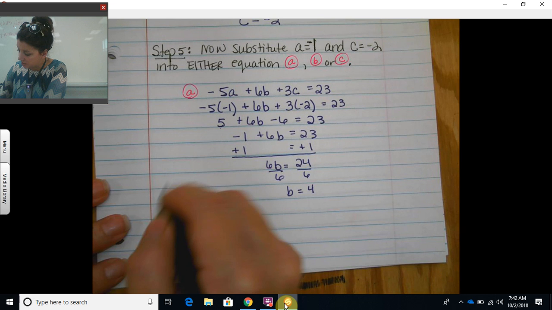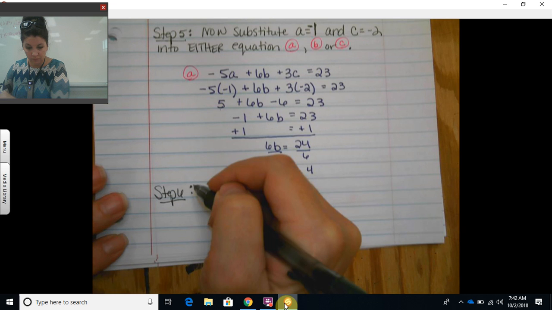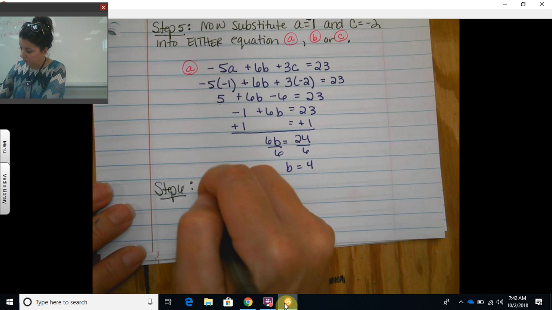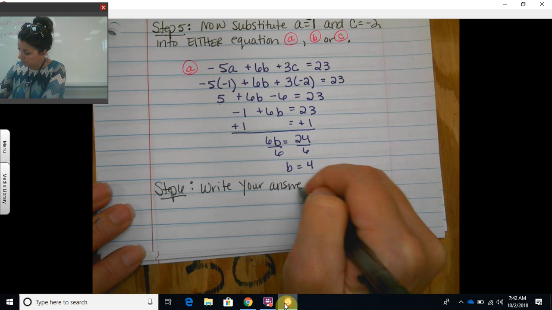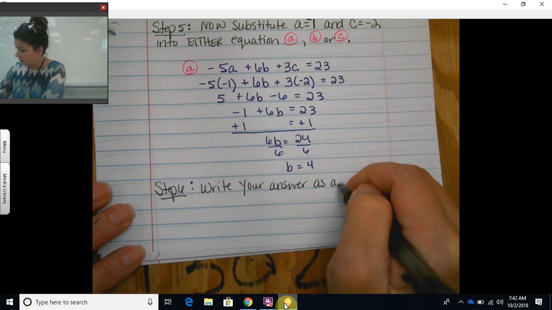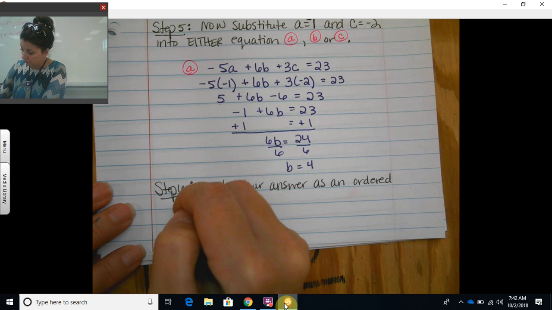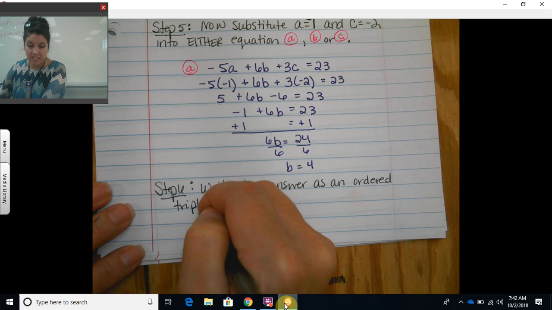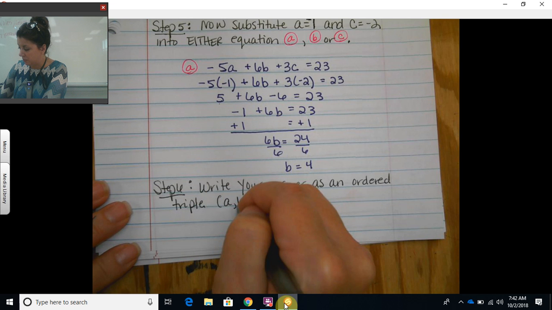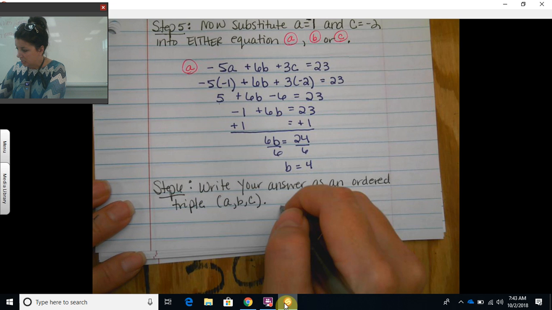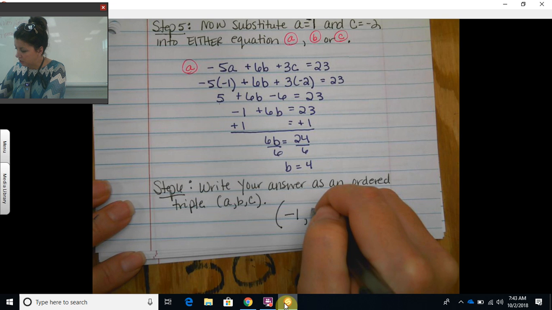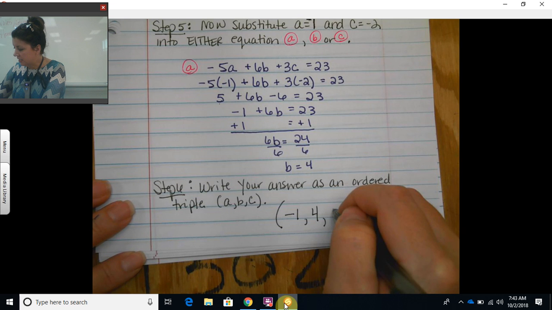So step 6, write your answer as an ordered triple. In this case, the variables they used were A, B, and C, so we would do A, comma, B, comma, C. The order in which you found the variables does not matter, okay? But when you write your answer, the order does matter. So A was negative 1, B was positive 4, and C was negative 2.